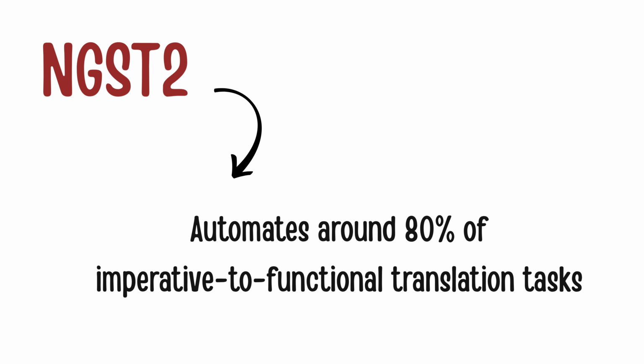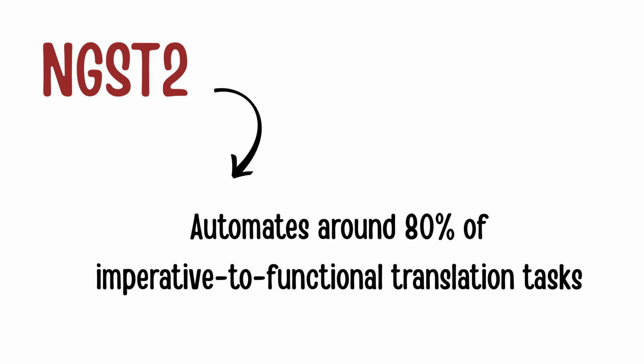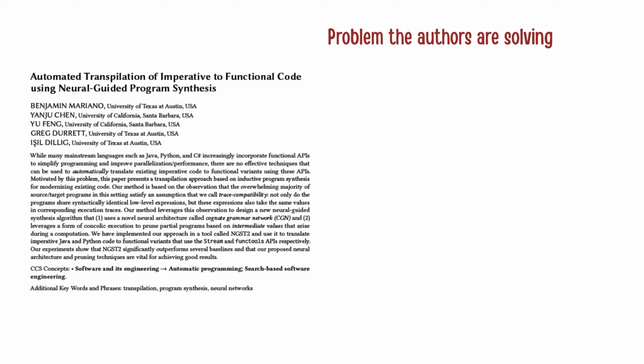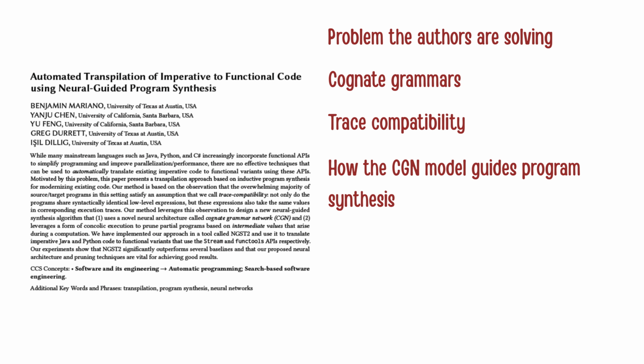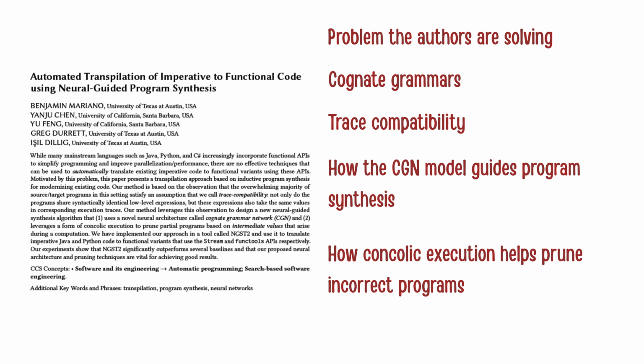NGST2 successfully automates around 80% of these challenging imperative to functional translation tasks, and significantly outperforms existing rule-based approaches and other baseline methods. In this video, we'll break down the complete paper step by step. We'll understand the problem the authors are solving, explore the concepts of cognate grammars and trace compatibility, see how the CGN model guides program synthesis, learn how concolic execution helps prune incorrect programs, and finally look at the experimental results that demonstrate why this approach advances the state-of-the-art in imperative to functional code transpilation.